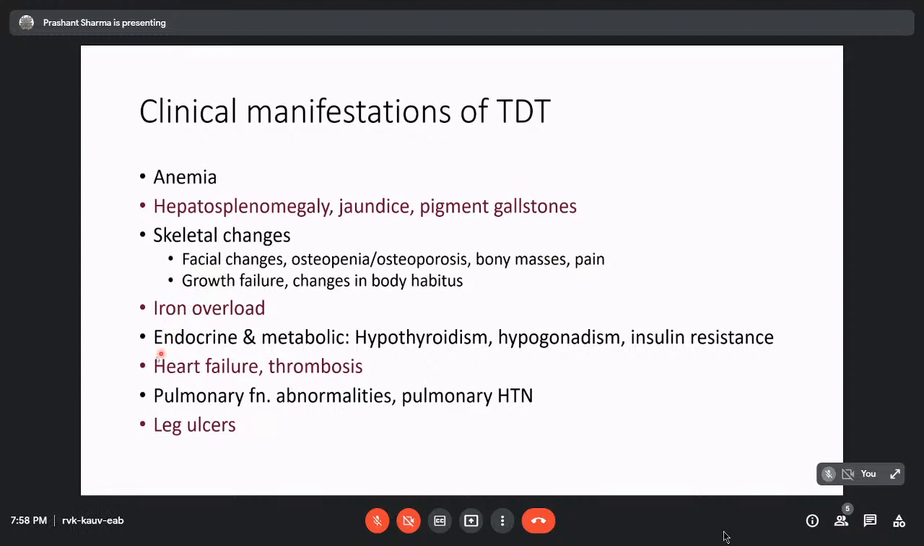Endocrine and metabolic complications are rife because of iron deposition in endocrine organs starting from the pituitary and manifesting as hypothyroidism, hypogonadism, and insulin resistance. Heart failure, thrombosis, pulmonary function abnormalities, pulmonary hypertension, and leg ulcers.